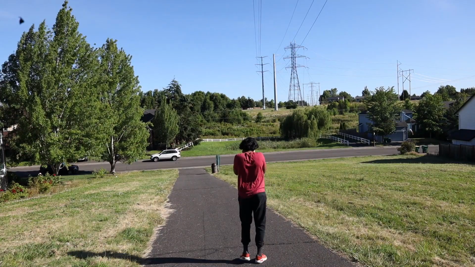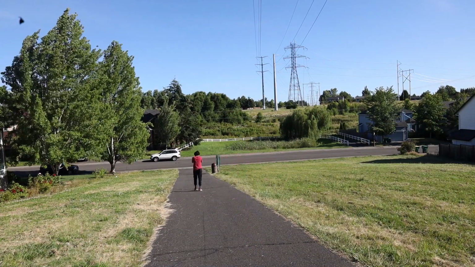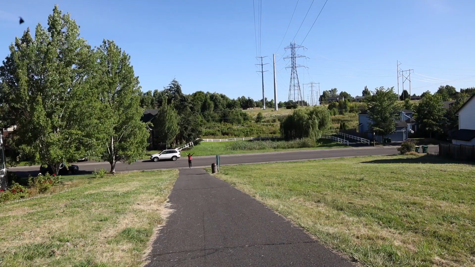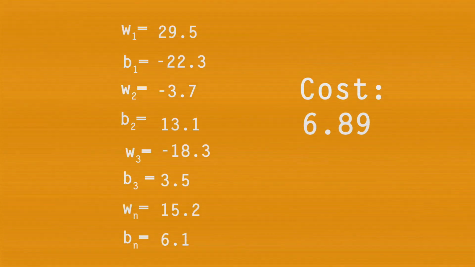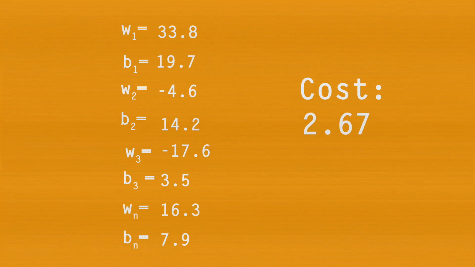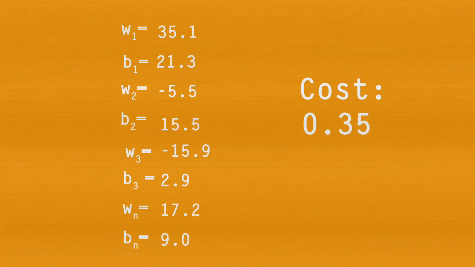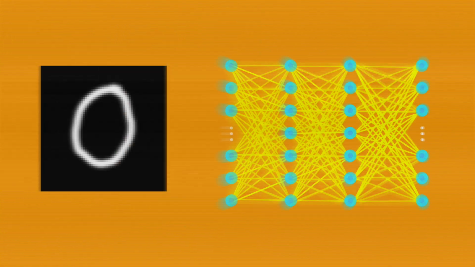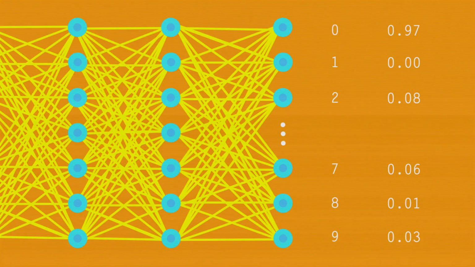Now we can repeat the process of finding the direction of steepest descent and taking steps in that direction until we finally reach the bottom of the hill. Similarly, we can continually tweak our weights and biases in the direction of the negative gradient of our cost function until we can't decrease our cost anymore. Now, with our cost as low as it can be, our network can accurately identify handwritten digits it's never seen before. But this is only the beginning.